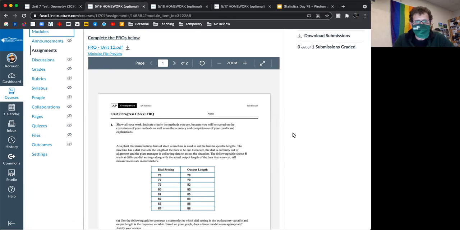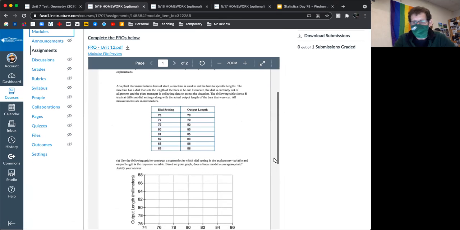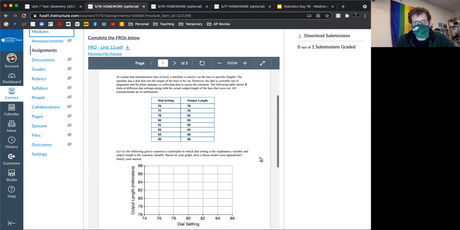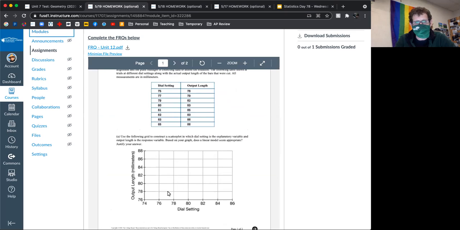So if you notice, it gives you a couple of tables. You can use your calculator to set up a couple of lists, create your scatter plot. I might just kind of talk about this one. So you would create, it already gives you this, but you would set up your scatter plot, and the question here is, does a linear model seem appropriate?